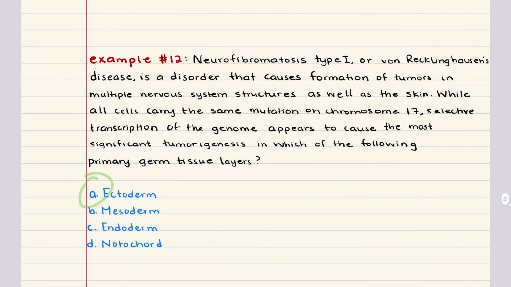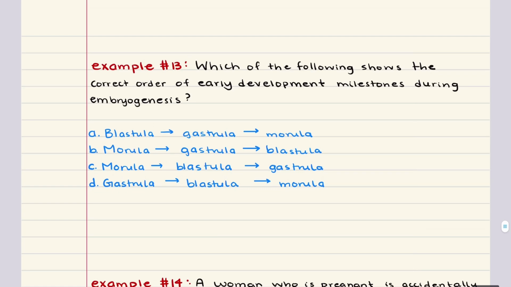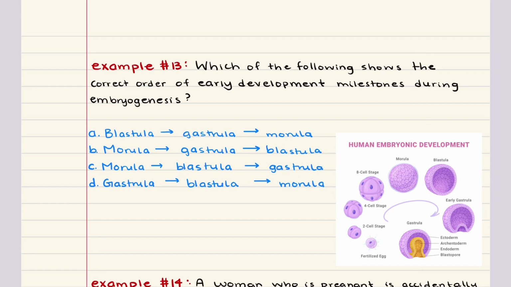Let's move on to problem 13. Problem 13 says, which of the following shows the correct order of early development milestones during embryogenesis? In early embryonic development, the first key milestone is the formation of the morula. This is a solid ball of cells that results from the rapid division of the fertilized egg.